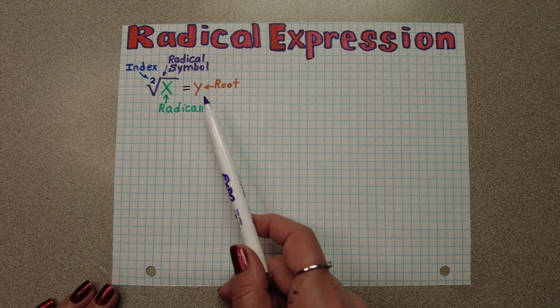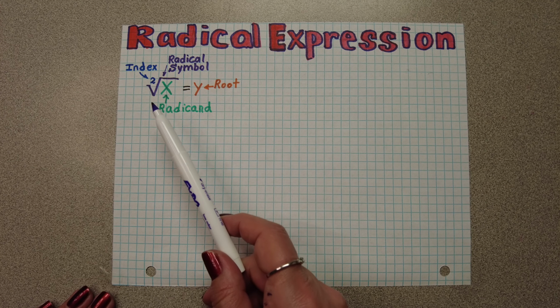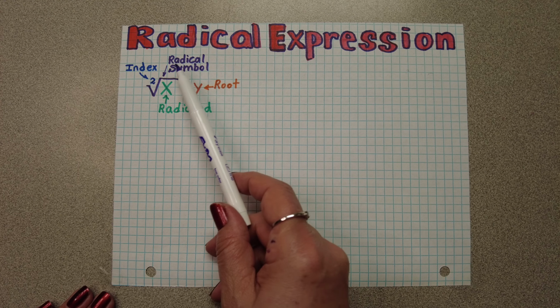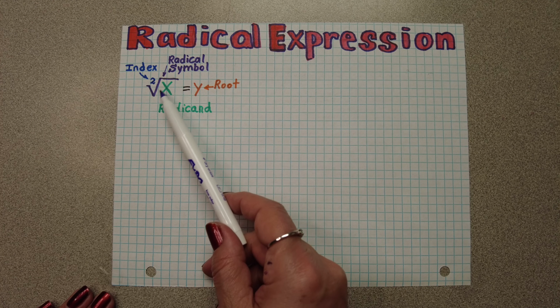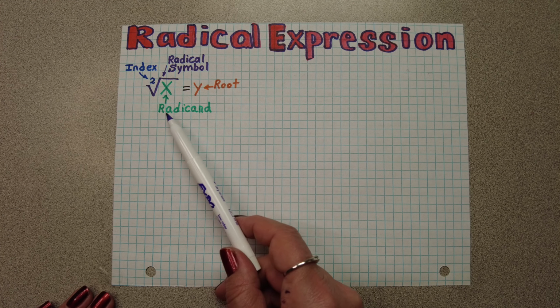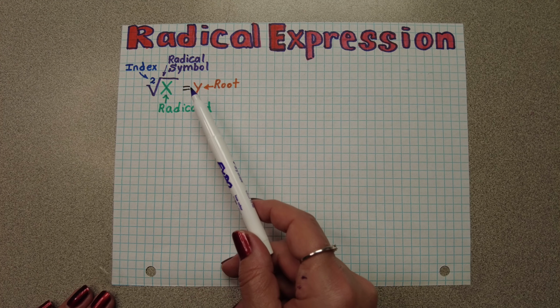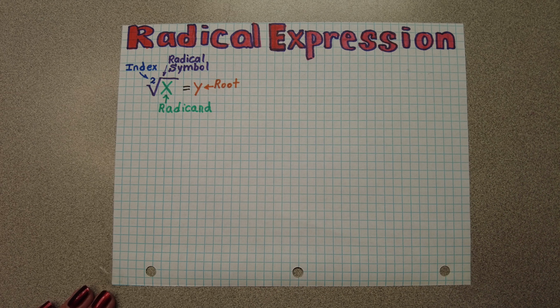So this is the notation of a radical expression. This sign we call the radical symbol. X is our radicand, 2 here is the index, y is the root.